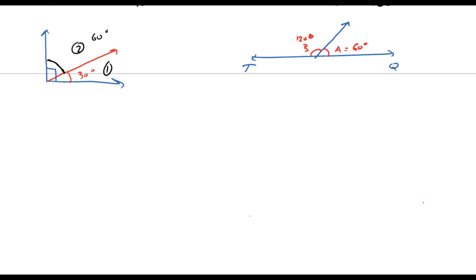Okay, let's get into some triangles now. And let's look at some terminology for triangles. So the first type of triangle we have is the scalene.